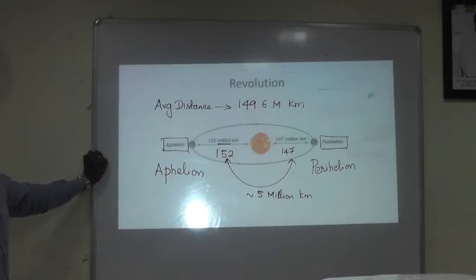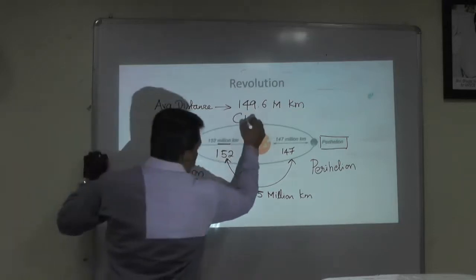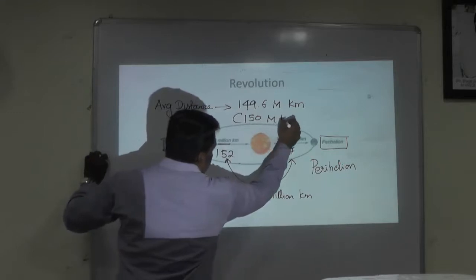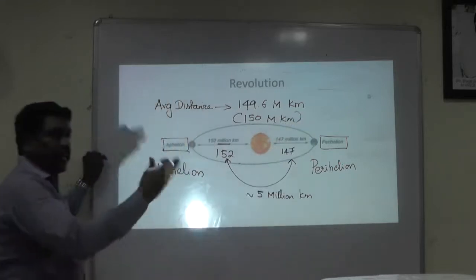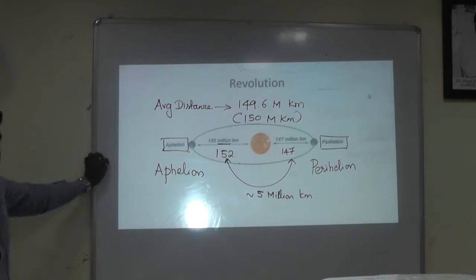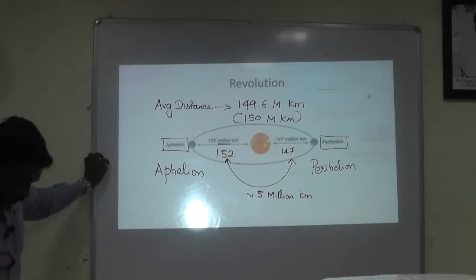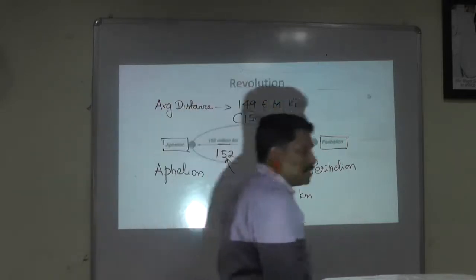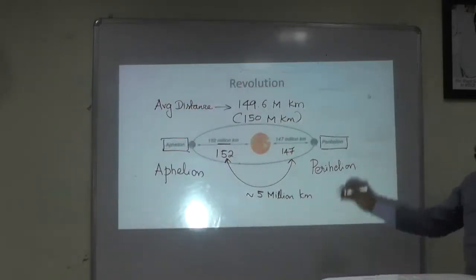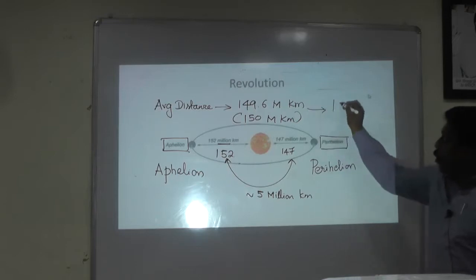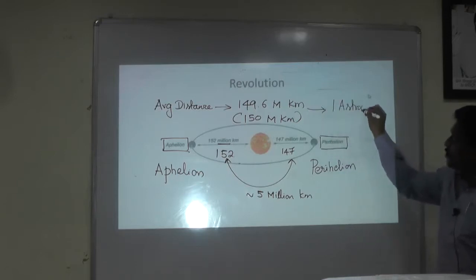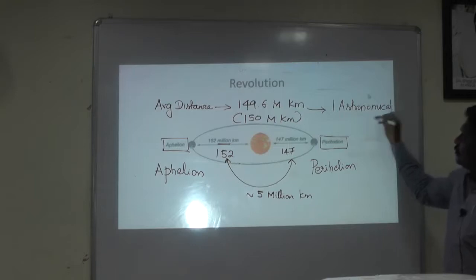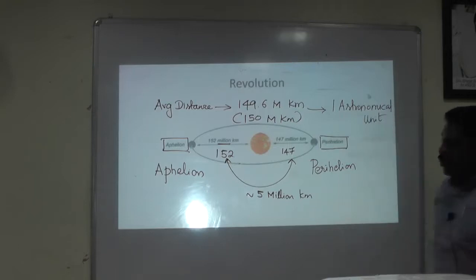Geography is all about approximation. So 149.6, how can you rewrite it? 150 million. So it is 150 million kilometers. That's the average distance between Sun and Earth. And this average distance between Sun and Earth is very popularly called one astronomical unit.